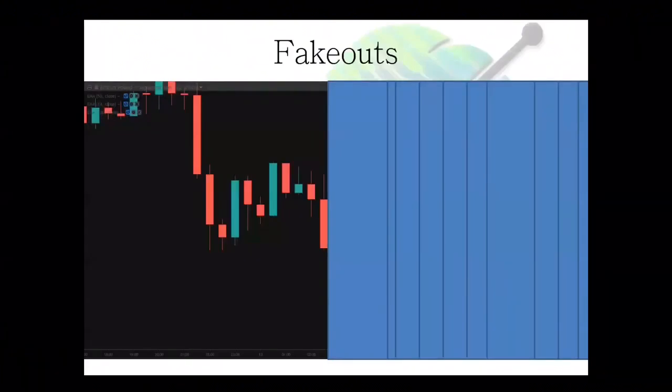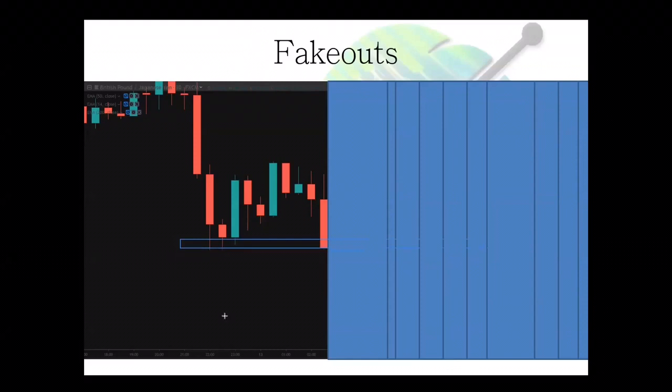Let's see, how can I make this work? Okay, we got fake outs here. So what's happening here is, real quick, we have a support down here, and we have this bearish candle. Now this candle has no wick to the bottom.